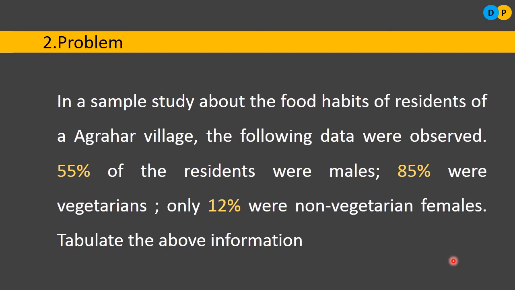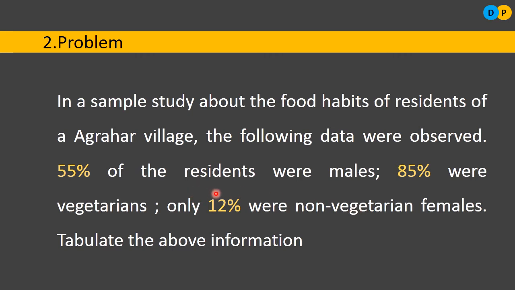What are the characteristics given in this particular problem? They have told us that they have done a sample survey in a particular village. What is the strength of the village? The residents they have considered for the study. The study considers 100%, because they have given 55%, 85%, 12%, like this. So the complete sample size is 100%. Leave that apart, no problem with that.